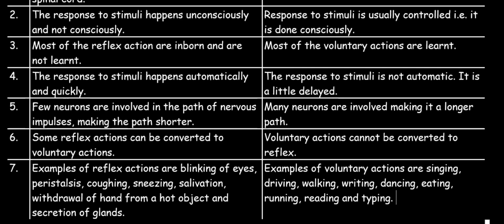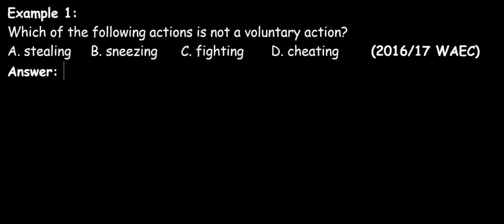Now we are going to look at some questions in order to aid our understanding. Our first question is, which of the following actions is not a voluntary action? A. Stealing, B. Sneezing, C. Fighting, D. Cheating. The answer to this question is B. Sneezing is not a voluntary action. In other words, it is done outside of our will, or unconsciously.